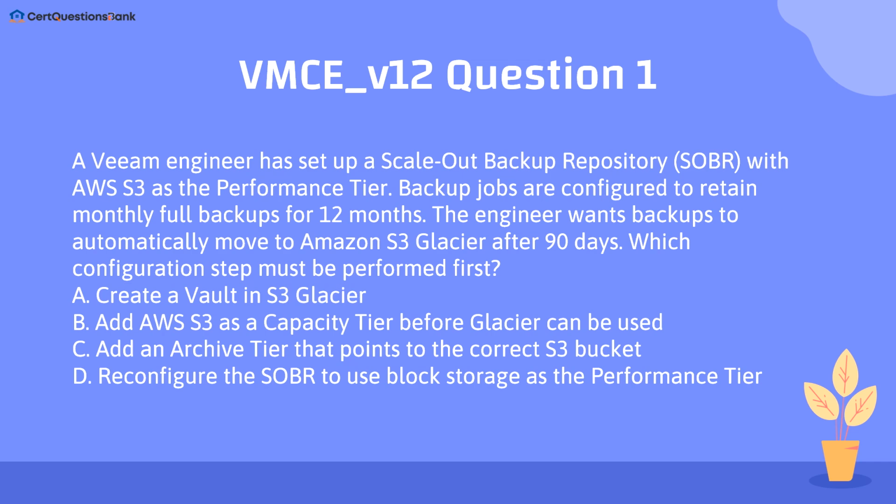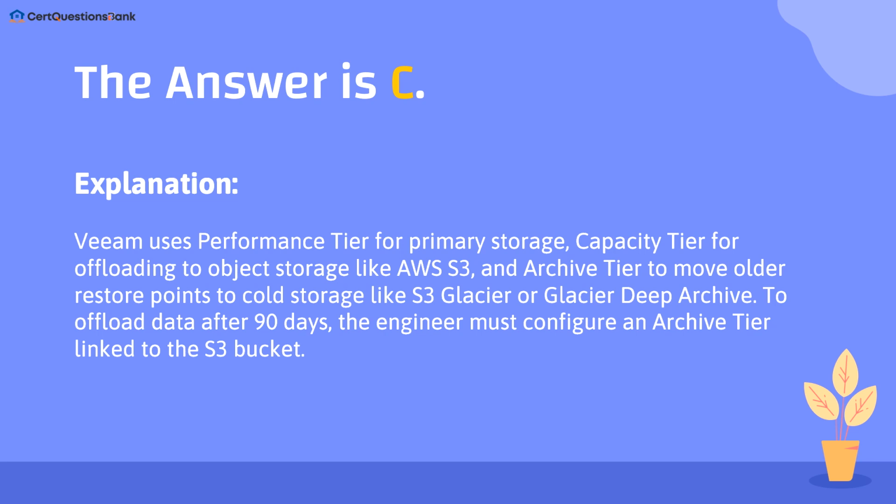A. Create a vault in S3 Glacier. B. Add AWS S3 as a capacity tier before Glacier can be used. C. Add an archive tier that points to the correct S3 bucket. D. Reconfigure the SOBR to use block storage as the performance tier. The answer is C.